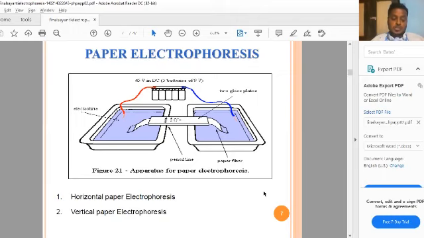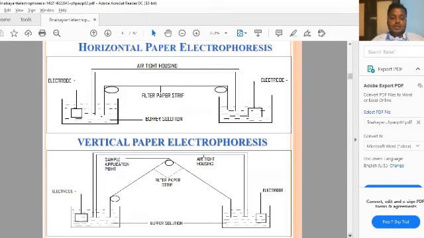Paper electrophoresis can be classified into horizontal and vertical paper electrophoresis. In horizontal electrophoresis, two electrodes are present, and between the two electrodes the filter paper strip is present as a supporting media. In between, the electrolyte chamber holds the buffer solution, with airtight housing.